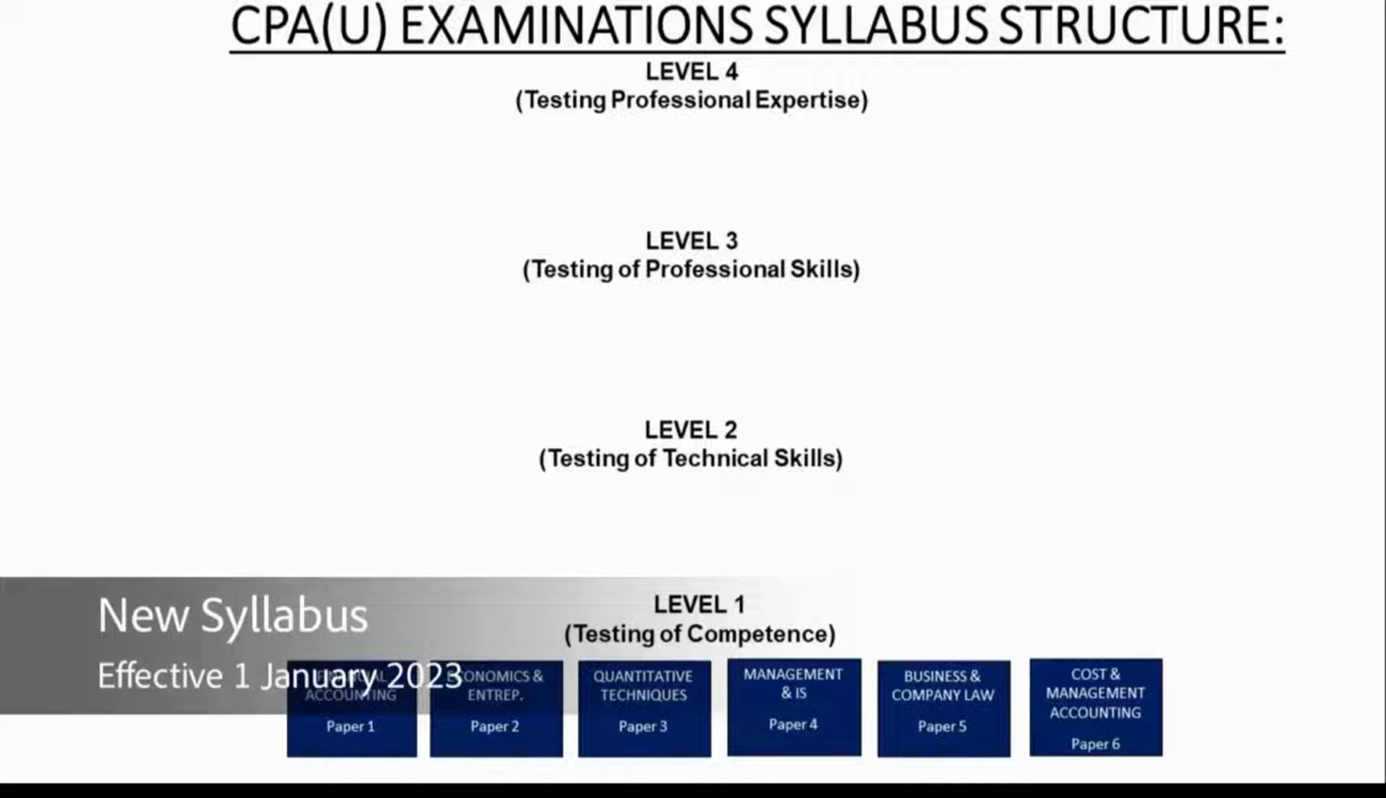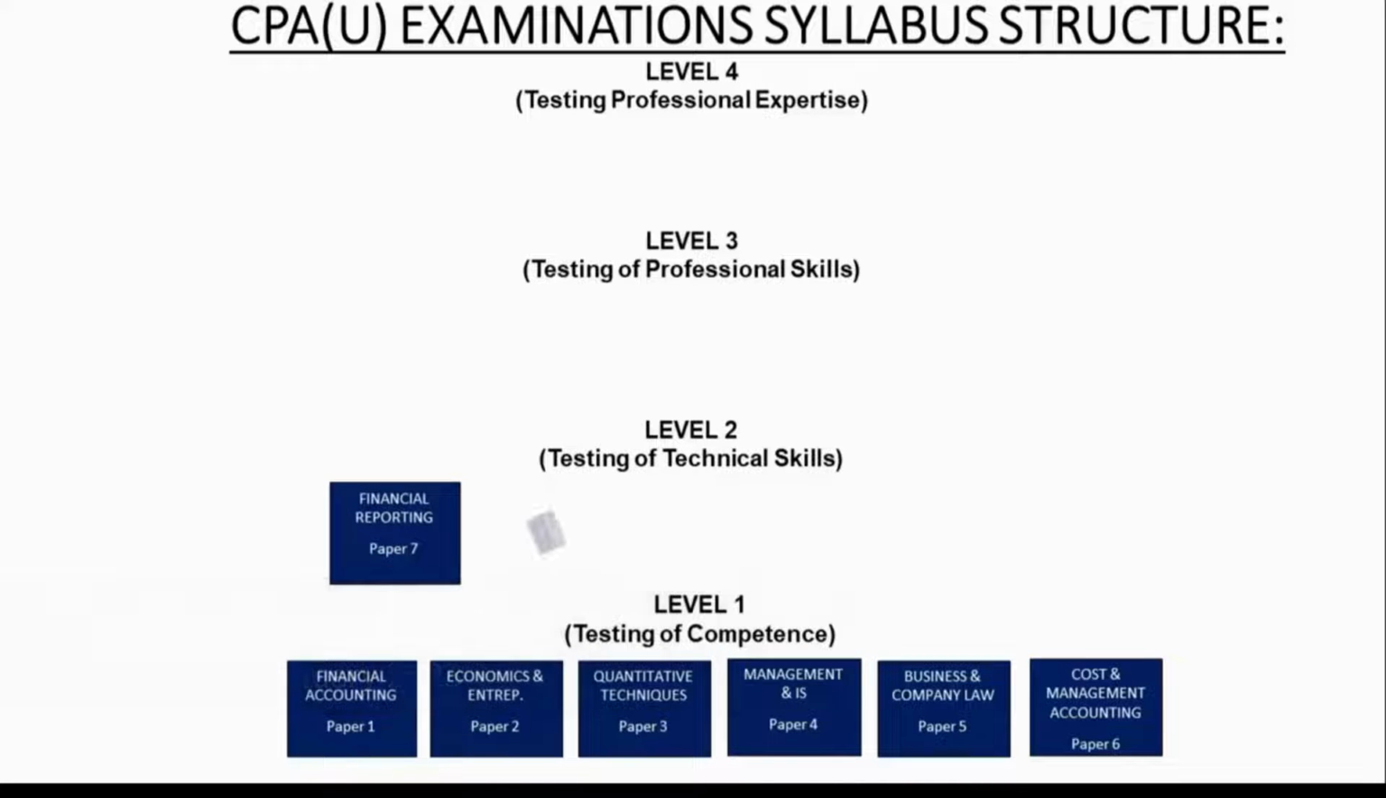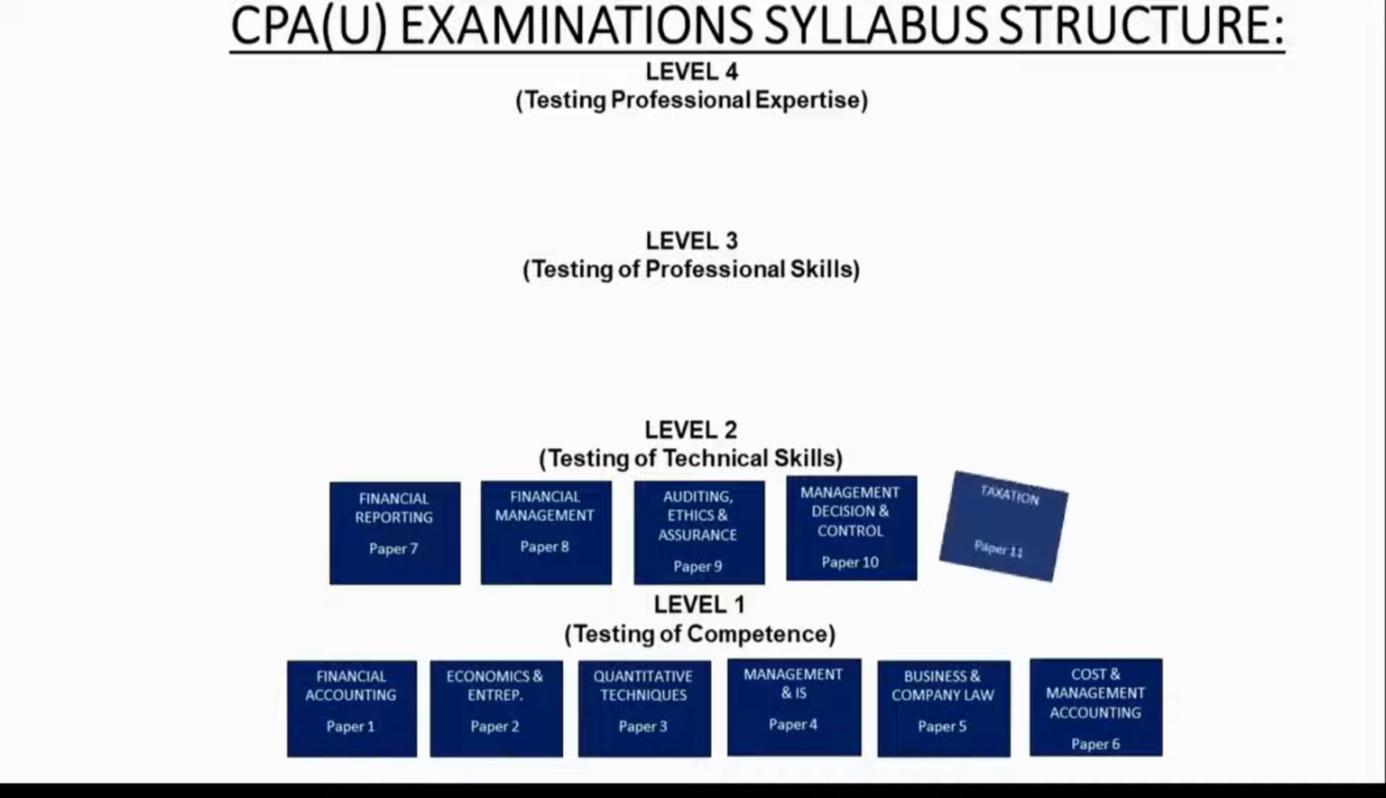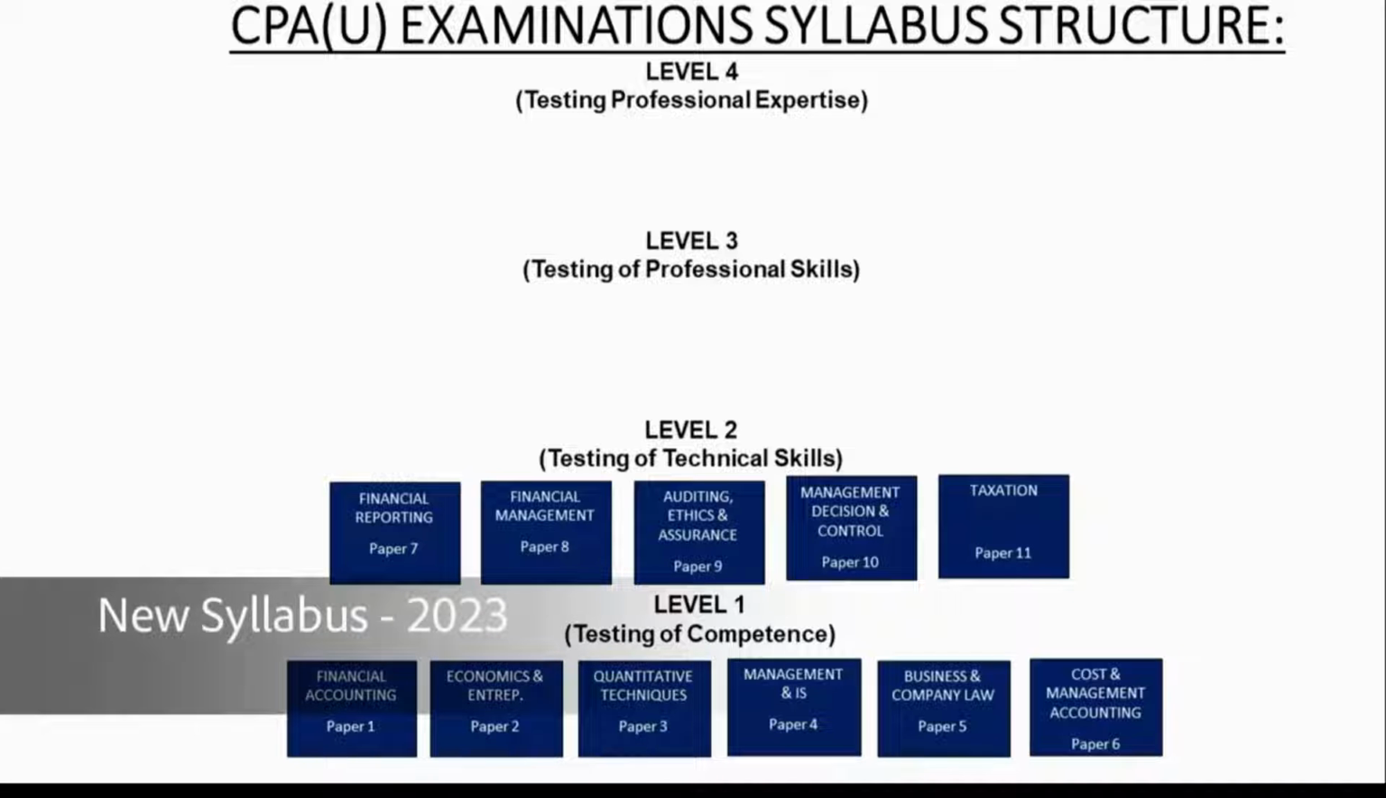Level 2, on the other hand, is made up of 5 papers, with paper 7, which is financial reporting, paper 8, which is financial management, paper 9, which is auditing, ethics and assurance, paper 10, which is management decision and control, paper 11, which is taxation. Again, this is the new syllabus effective 1st of January, 2023.